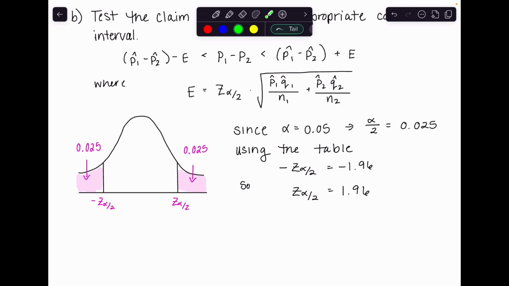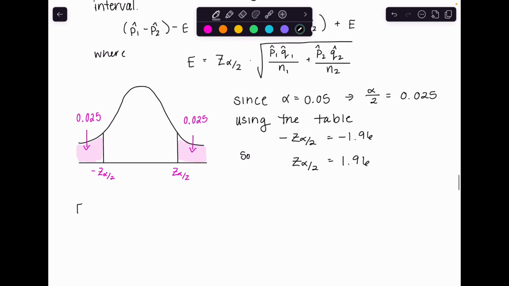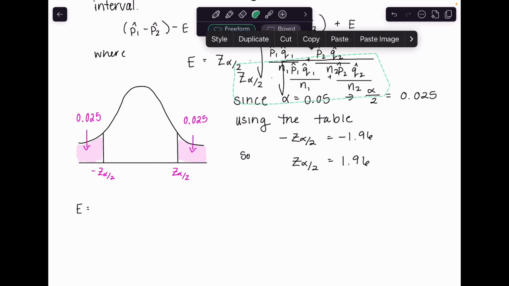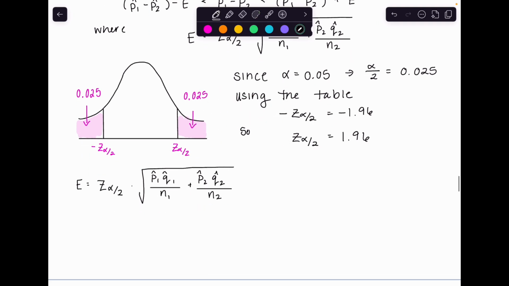So that's the value I'm going to plug in here for Z alpha over 2, and then all of these other values are the same as before. So we can actually find our error. I'm going to start by just copying this formula down. And then we'll go ahead and we'll fill in all of these pieces. So the first is 1.96. Then we're going to times that by a giant square root.